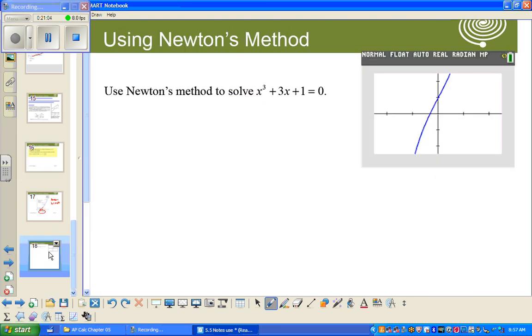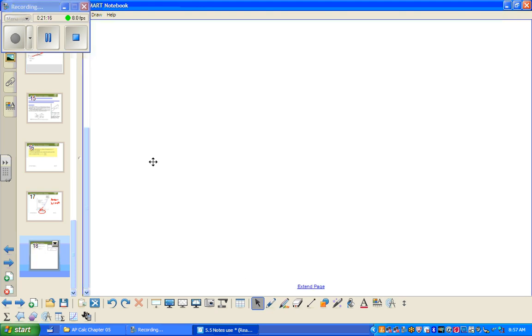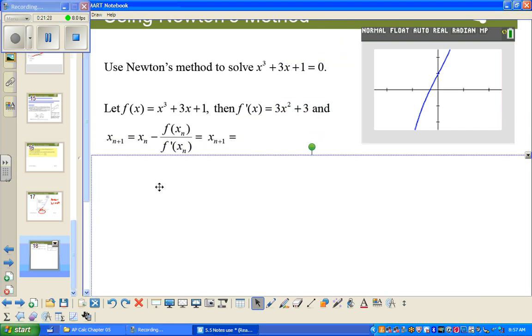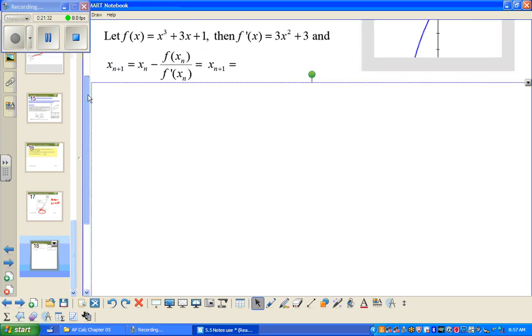So, an example of that here, we'll use Newton's method to solve this equation. So what you do, you need to find the derivative first. So you know what the derivative is. That's not hard for you. You got 3 times x squared plus 3. And the derivative of constant is 0. There's your derivative. So now the equation that we use is right here.